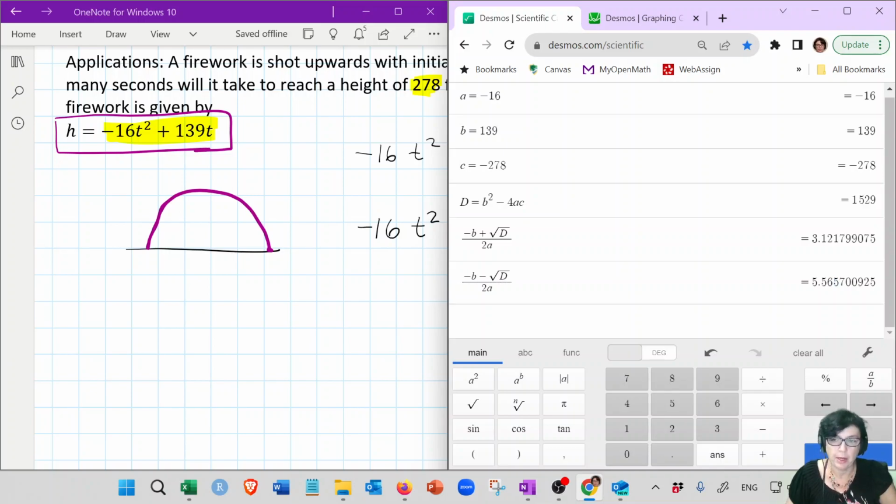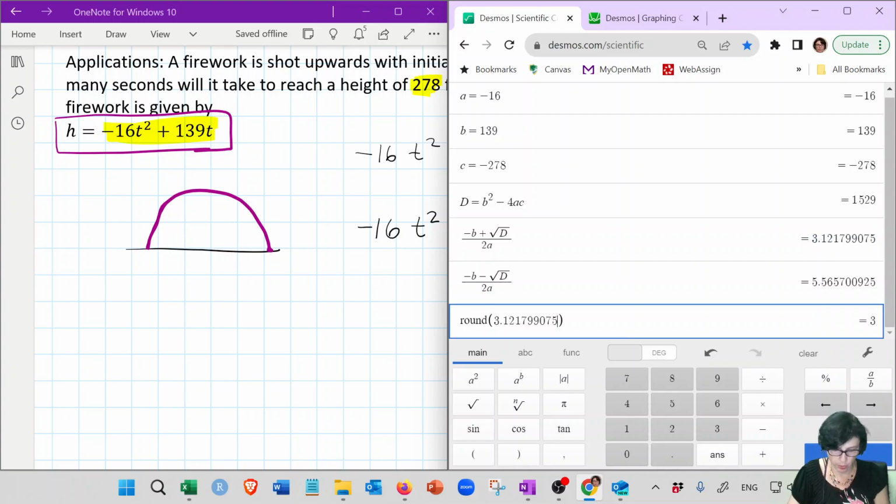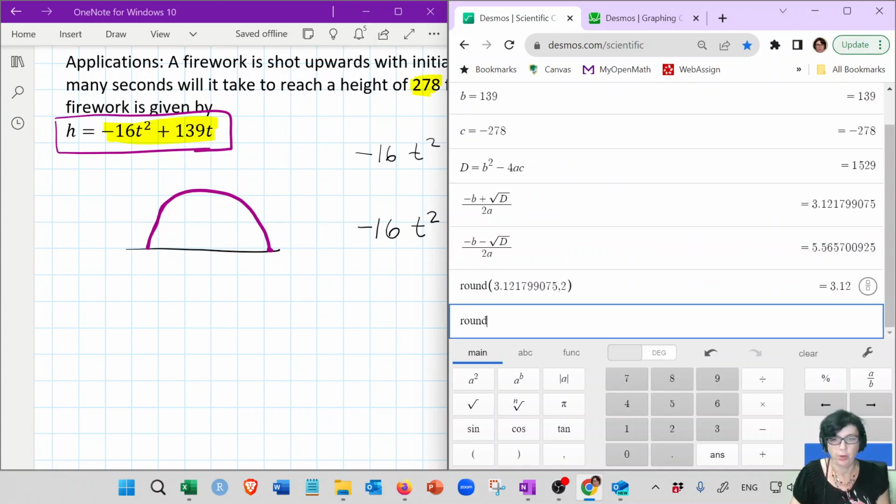Now, if you're not sure you want Desmos to round, there is a function in Desmos called round. You just put round, and then you can copy this number and put a comma and, let's say, two decimal places, and it tells you that's 3.12. If you want the other solution, also copy paste that to two decimal places. After a comma, put how many decimal places you want. So it tells you that at 3.12 seconds and at 5.57 seconds, the rocket is going to reach this height.